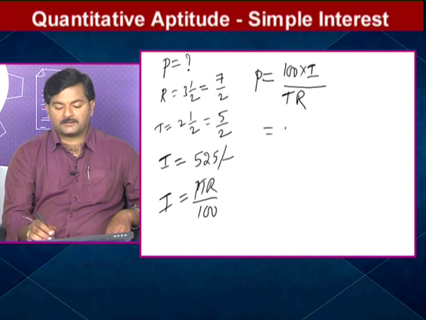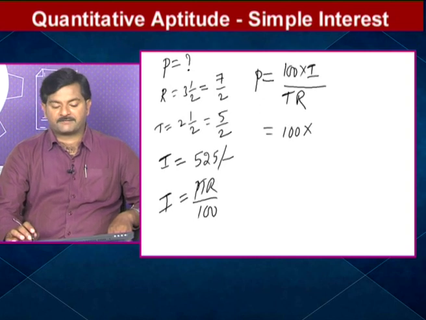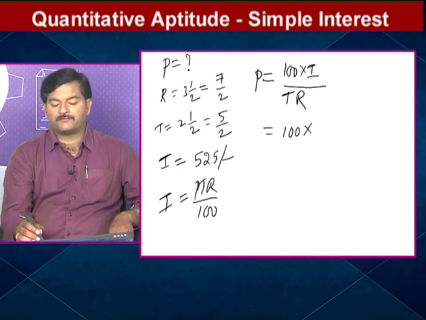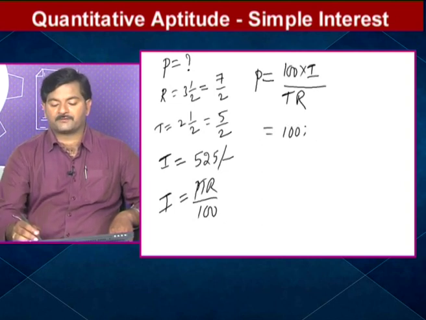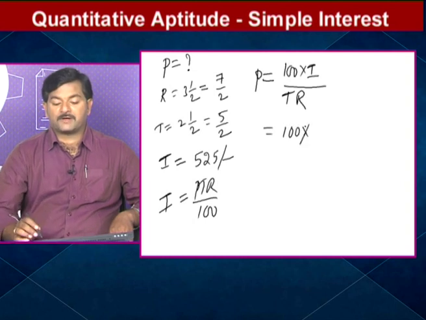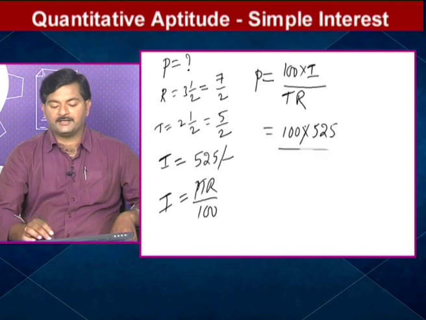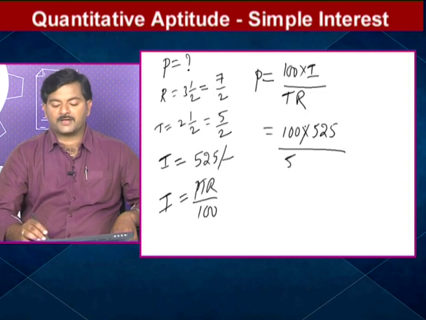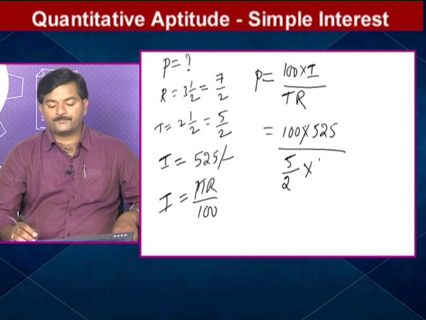T value given is 5/2. Here we need to find not the T value, we need to find the P value. I value given is 525 rupees, divided by T into R. T value we know is 5/2, and R value we also know. R is equal to 7/2 given.